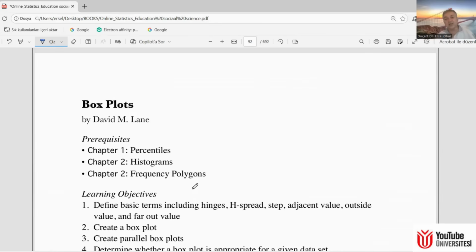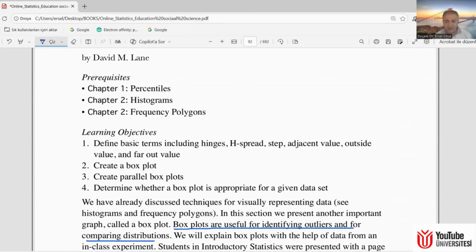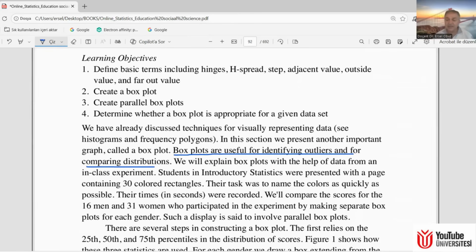Box plots, very, very important concept. Very, very important concept, the box plot. I'll make this part a little bit easier to understand for you. They are really useful for identifying outliers and for comparing distributions.